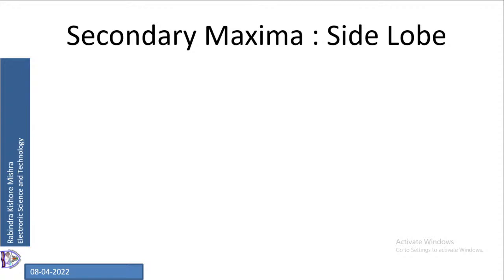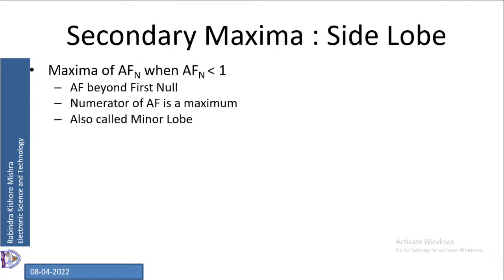Now we'll come to the secondary maxima, or the side lobes. Maximum of array factor normalized: when the normalized array factor is less than 1. When it is equal to 1, you get the maxima, the principal lobe. When it is less than 1, then we get the side lobe. These are the array factors beyond the first null. Then the numerator of the array factor is a maximum. This is also called the minor lobe or the side lobe.